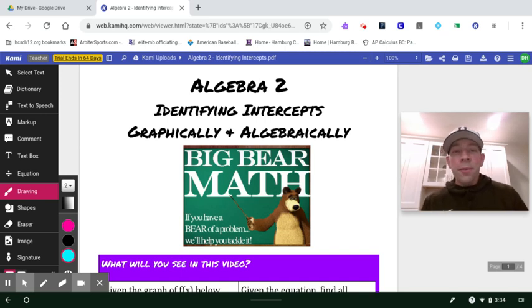Hey guys, today we're going to focus on identifying intercepts, both graphically and algebraically. What's really nice about today's topic is this process works just as well for super complex functions as it does for really simple, linear functions. It's kind of a trick that you're going to put in your bag and pull out from time to time over the next several years.